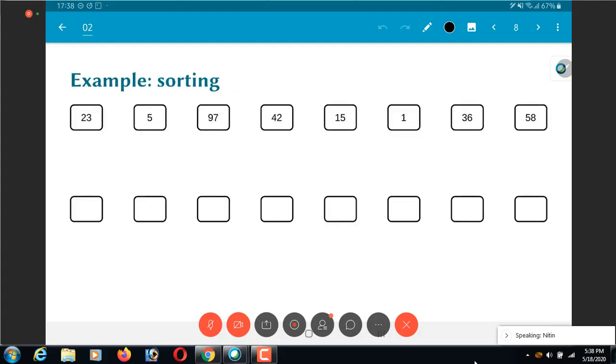So let's take an example to understand how we could come up with algorithms: what an algorithm might look like, how you would describe it, and how you would analyze it. Those are the main parts if you're interested.